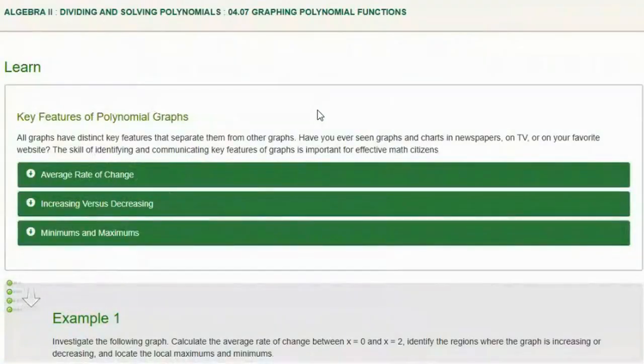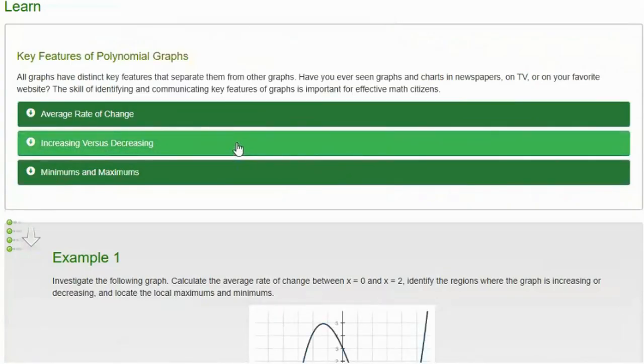Page 4, about out of time. Key features. Average rate of change. That's one thing we haven't looked at. Increasing versus decreasing, minimum, maximum. All right, let's talk about that real quick.